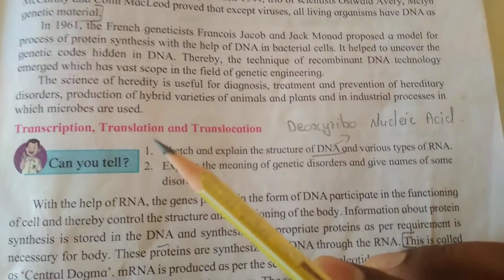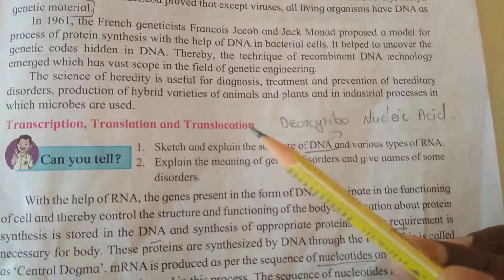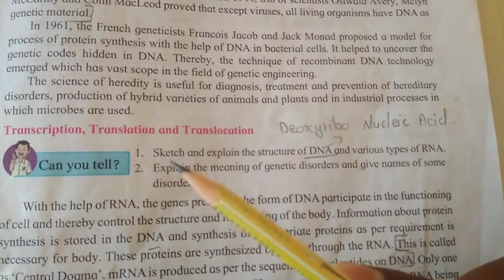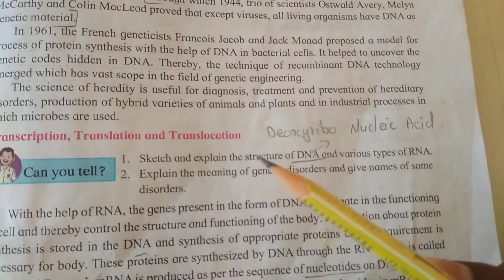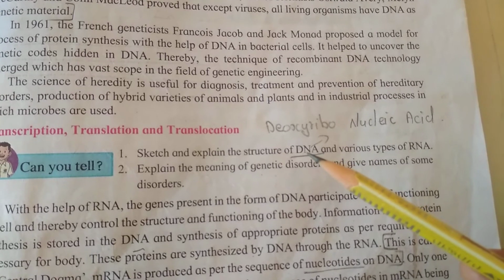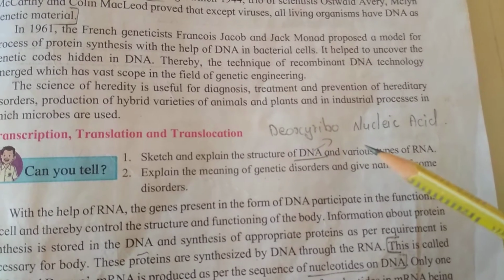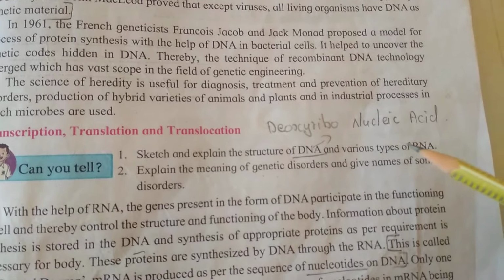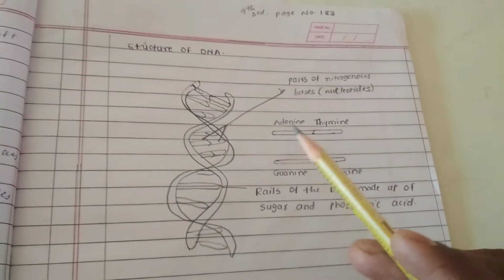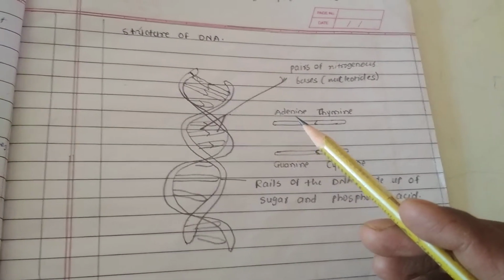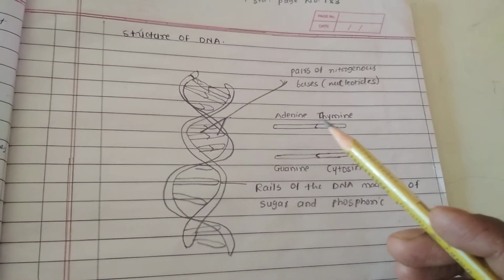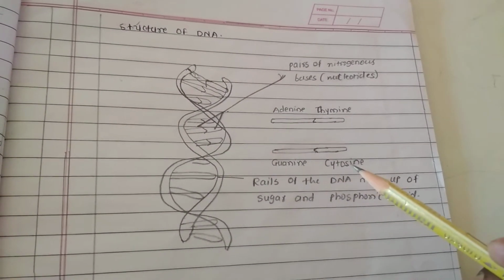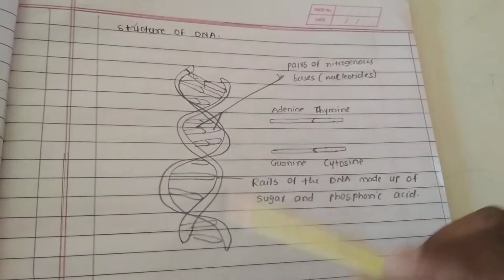Next topic is transcription, translation and translocation. First, sketch and explain the structure of DNA. The full form of DNA is deoxyribonucleic acid. We already discussed there are four components: adenine, thymine, guanine and cytosine. So this is the structure of DNA.